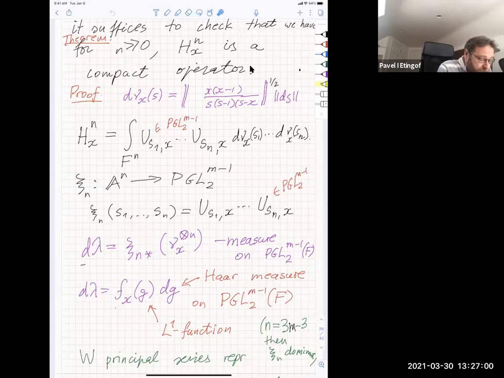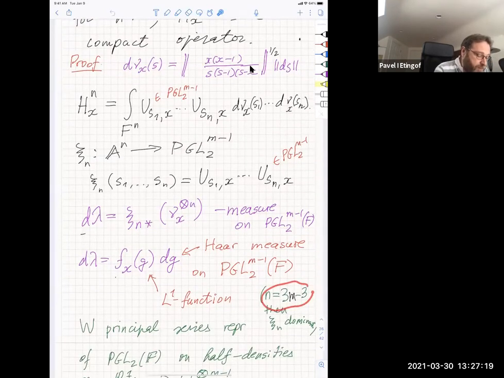And this will be a measure here on PGL2 m-1 of f. It will be a measure with finite volume. And direct image here just means that I'm going to add up things over the fiber, because the fiber is finite for this map. So this is what I'll do. And so this d lambda is therefore equal to some L1 function, fx of g times dg, where dg is the Haar measure on this locally compact group.